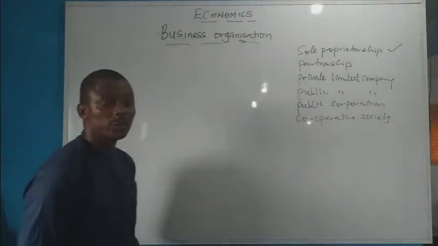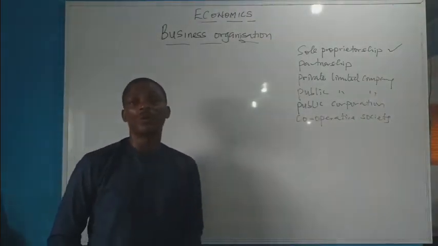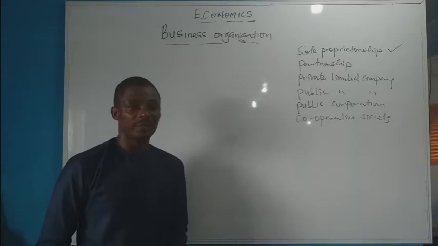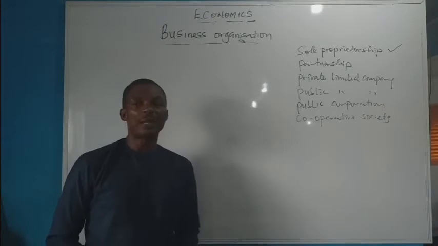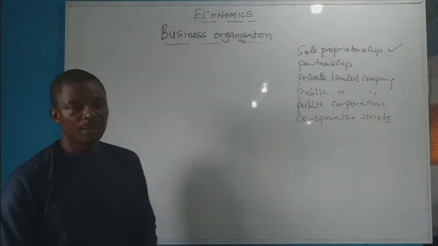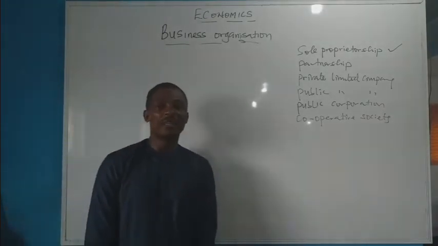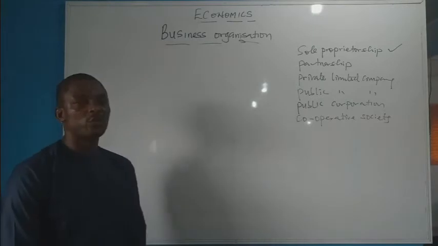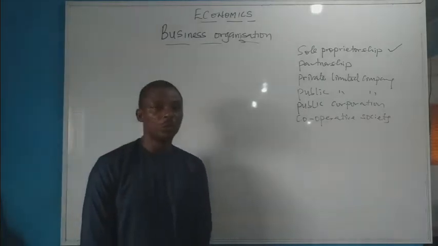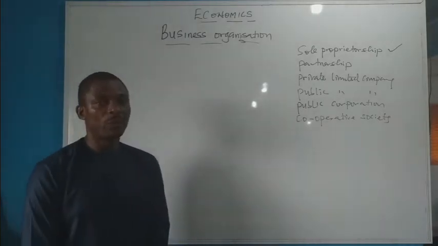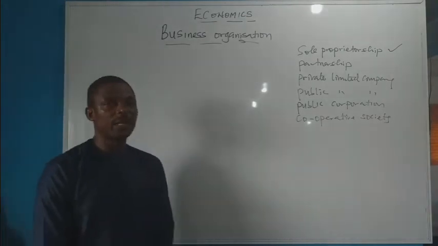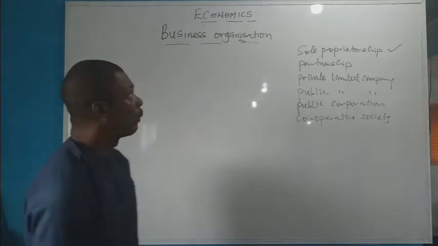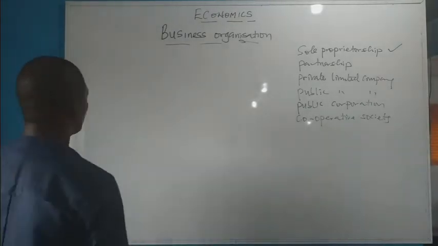Sole proprietorship. Now, a sole proprietorship is what we commonly call a one-man business. A sole proprietorship is a business organization owned, managed, and financed by one person with the aim of making profits and satisfying human wants. Now we'll look at the features of the sole proprietorship.